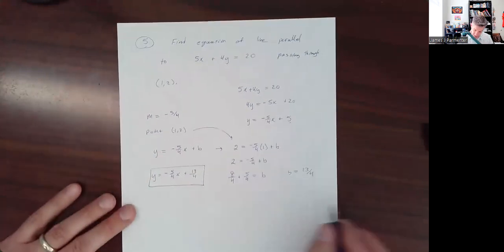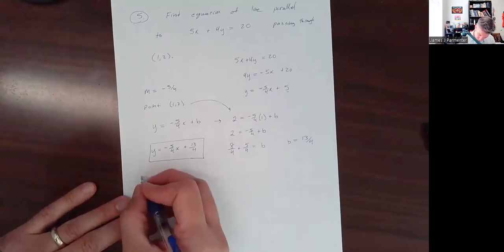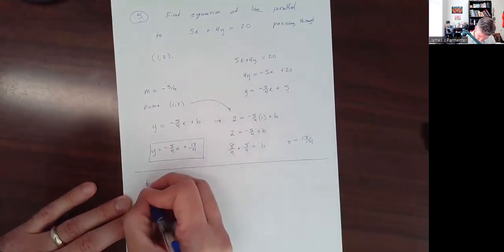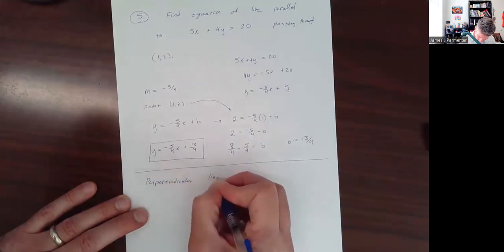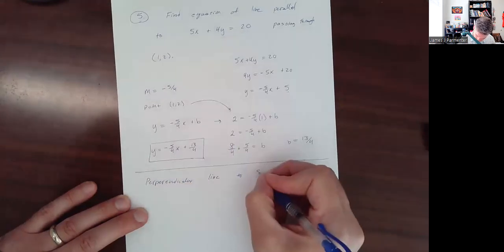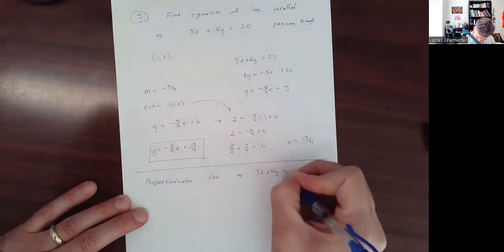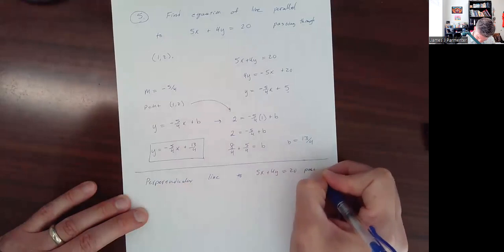Let's find the equation of the line that's perpendicular. So, the perpendicular line to the above equation, passing through the same point.